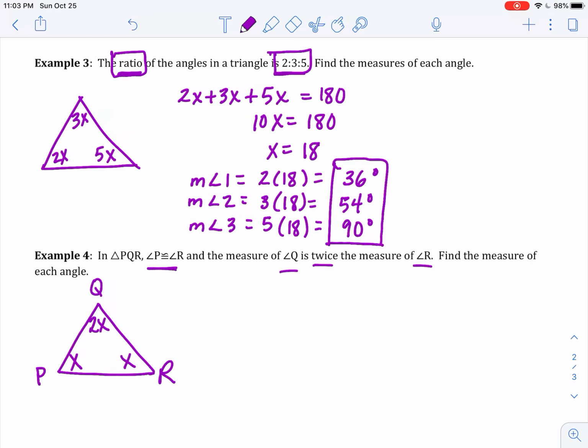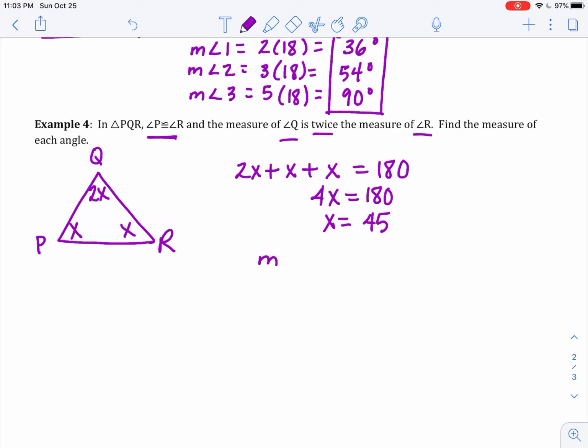Now that we have all 3 angles in our triangle labeled, we can add them up to 180. So we have 2x plus another x plus an x, right? That's exactly what I see labeled for my triangle. If you add those up, you get 4x equals 180. If you divide by 4, your x is equal to 45.